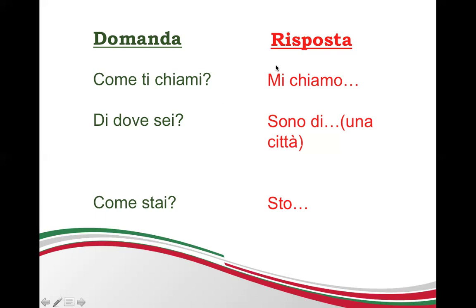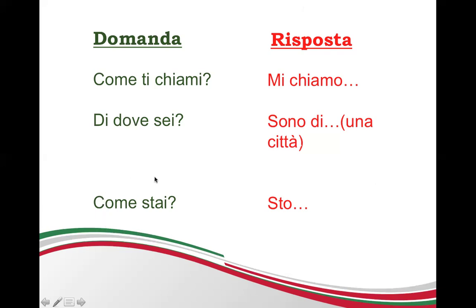Now the answer is mi chiamo Austin. I'm called, or I call myself Austin. Sono di una città. So I am of, and then you would give a city. The response to di dove sei is going to be a city. So sono di Washington, D.C., sono di Pensacola, sono di Roma. You would give your hometown. Later, we can learn how to say, I'm American, I come from Florida, I come from the United States, or whatever. But sono di is generally going to use a city.